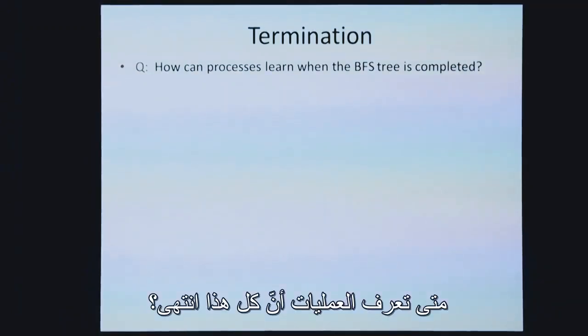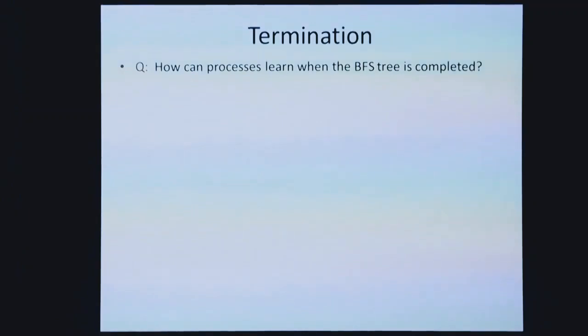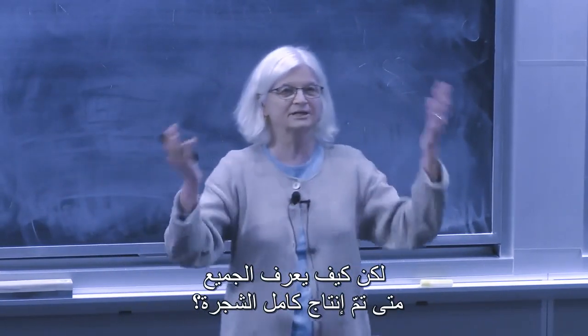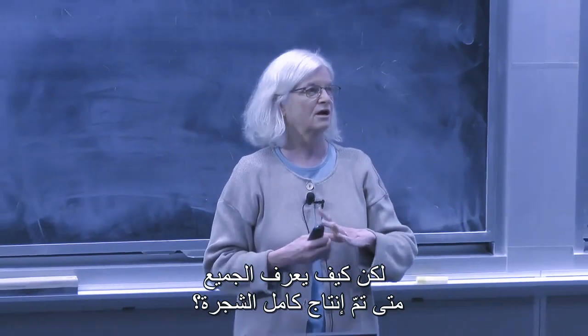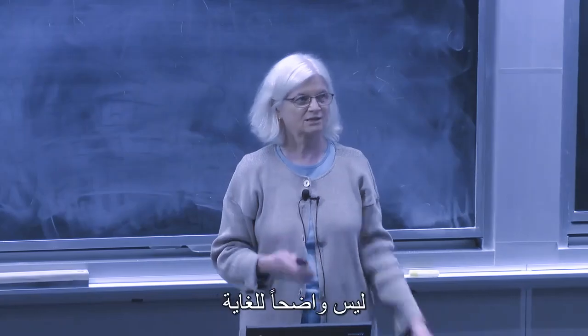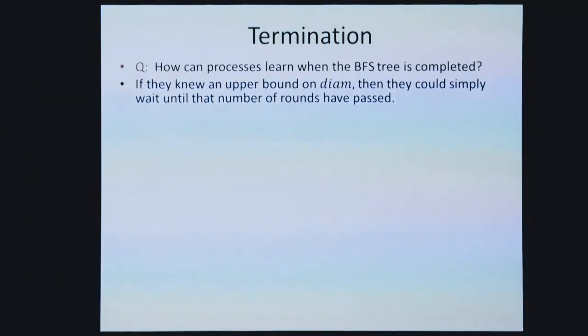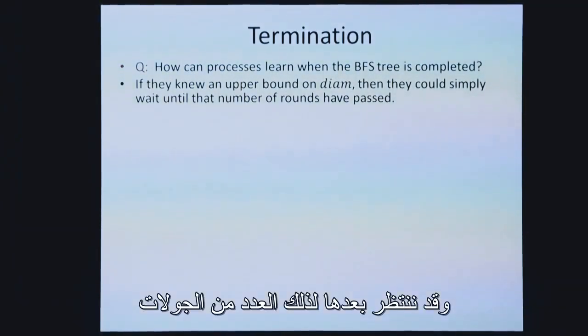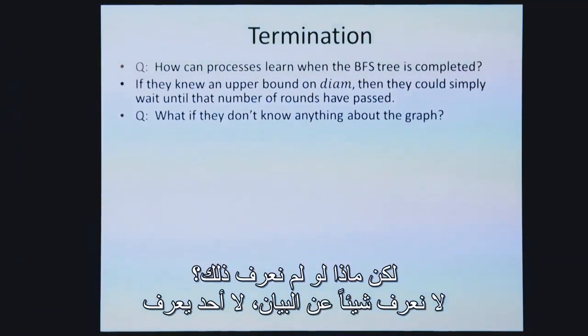All right, now how do the processes know when this is all finished? Everybody was able to output a parent, I know who my parent is, but how does anybody know when the entire tree has been produced? In some settings you might know an upper bound on the depth of the tree, and then you could just wait for that number of rounds. But what if you don't know that? You don't know anything about the graph. Nobody knows.